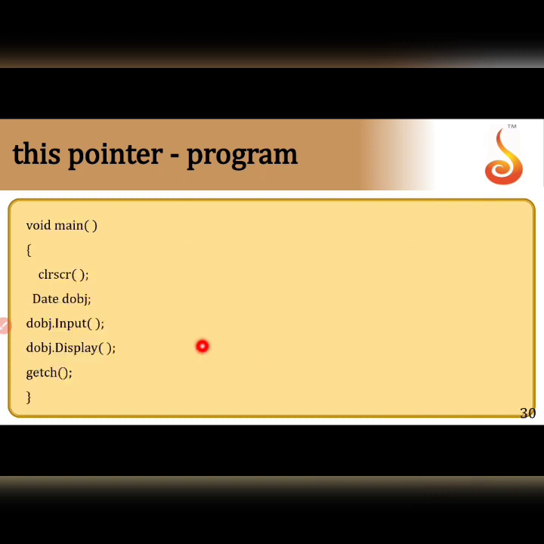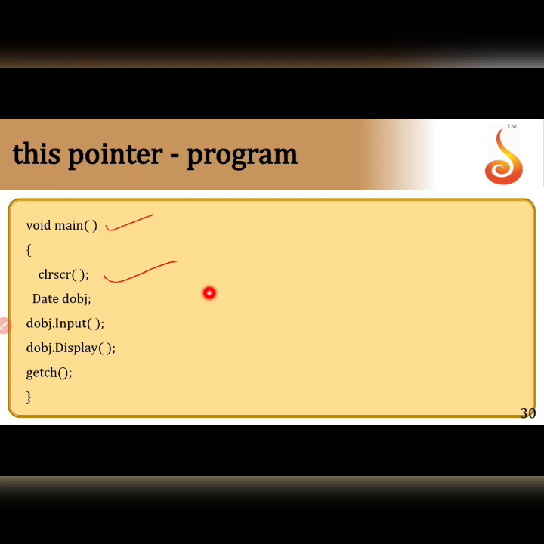Now I need to write my main. Without main, the program will not execute. So void main, clear screen, Date dobj. So first I need to create the object of a class. When the object is created, you have not written a constructor, but still the default constructor would be implicitly run and memory would be allocated for the class. So you need to allocate memory, then only you can use it.